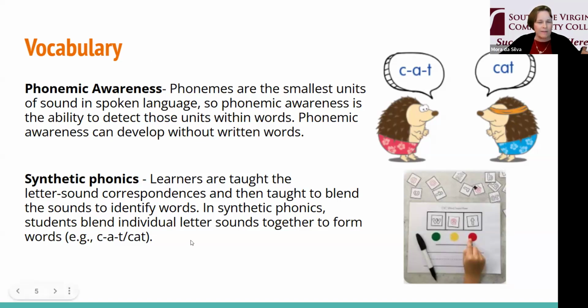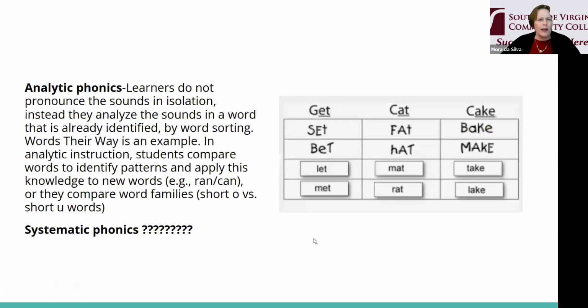There are different types of phonics. You've probably heard about phonics. There's what's called synthetic phonics. That's when learners are blending individual sounds together. Like this example here, where you have what are called Elkonin boxes, and a student is touching each of these little circles as they make these individual sounds and then blend them together. That's just one activity that can be done in synthetic phonics.